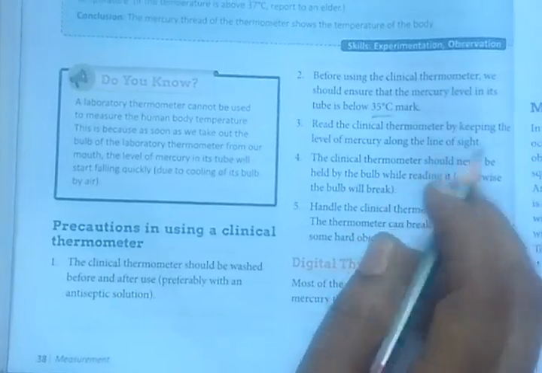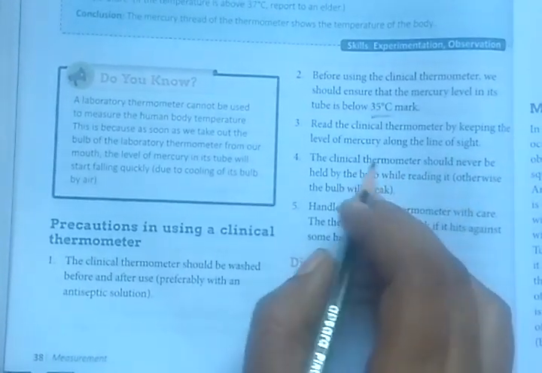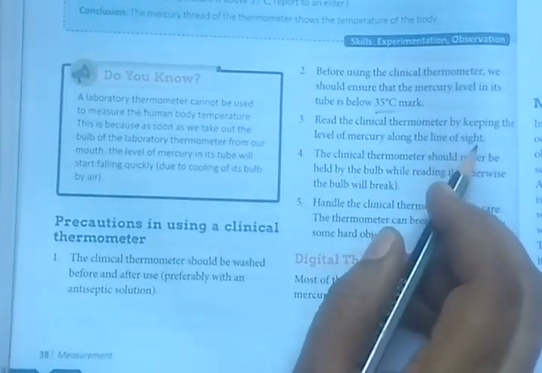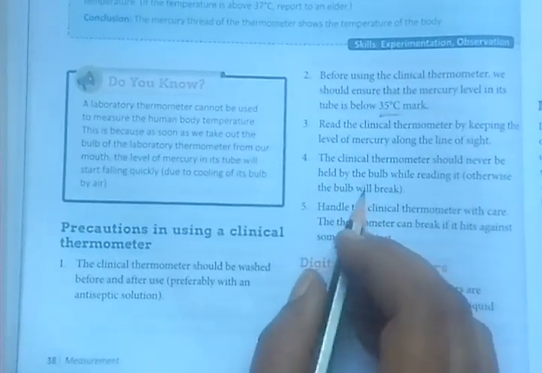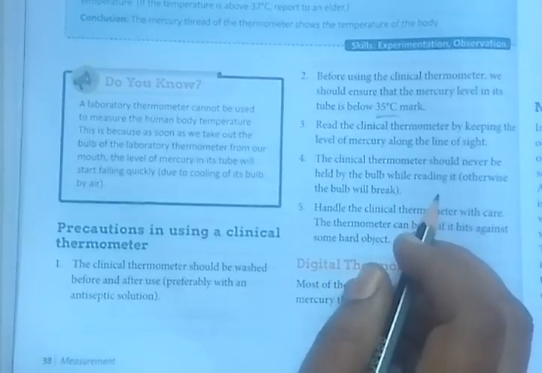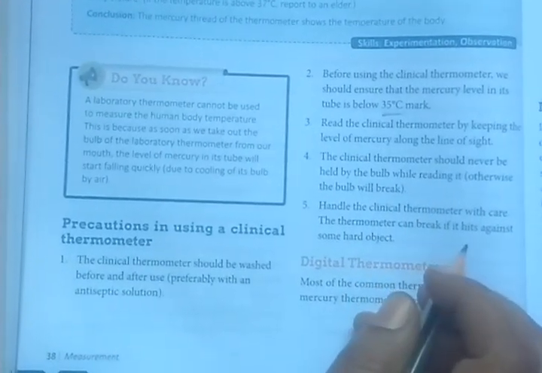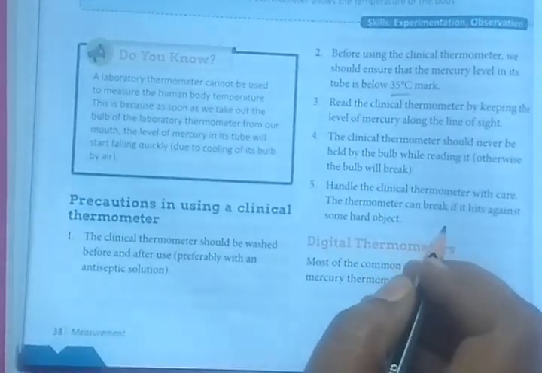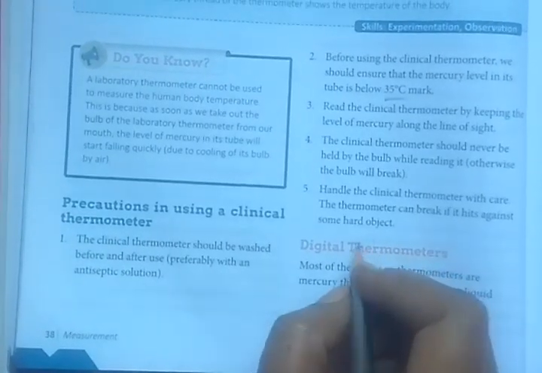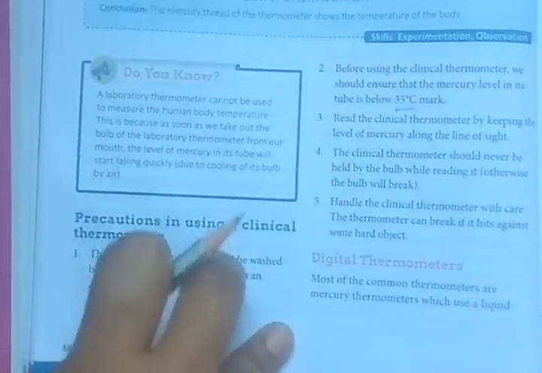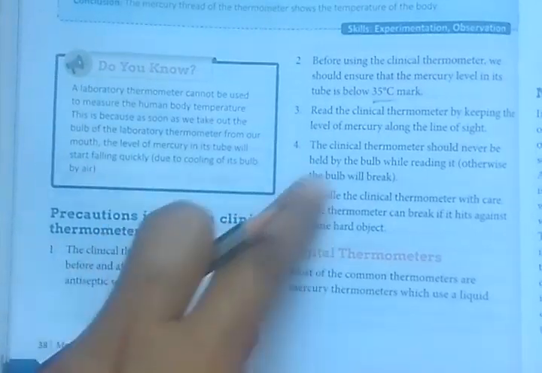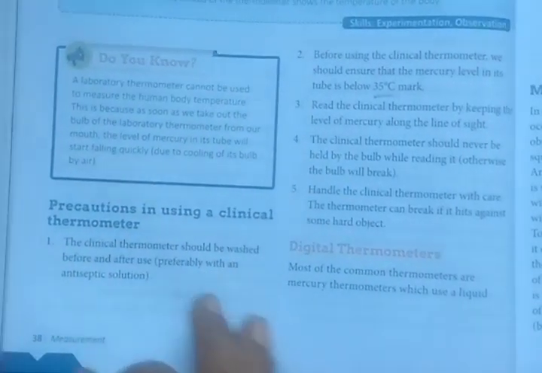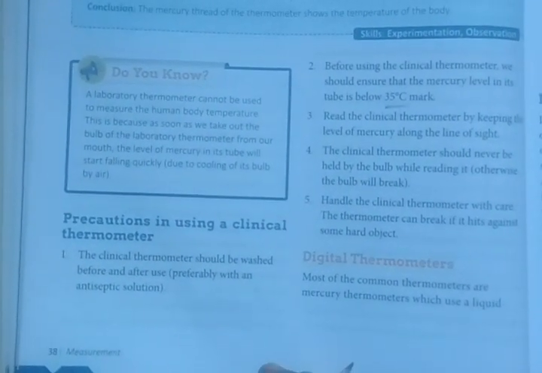And next, read the clinical thermometer by keeping the level of mercury along the line of sight. And next, the clinical thermometer should never be held by the bulb while reading it. Handle the clinical thermometer with care. The thermometer can break if it hits against some hard objects. So we have to follow these precautions while using the clinical thermometer. Clear, children? Next one is digital thermometers.